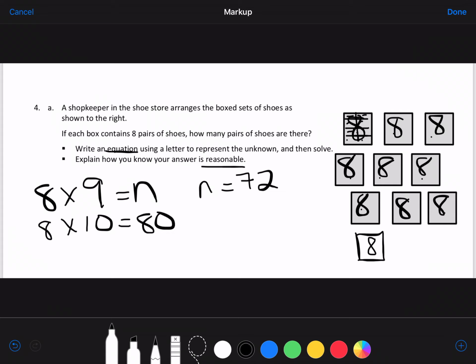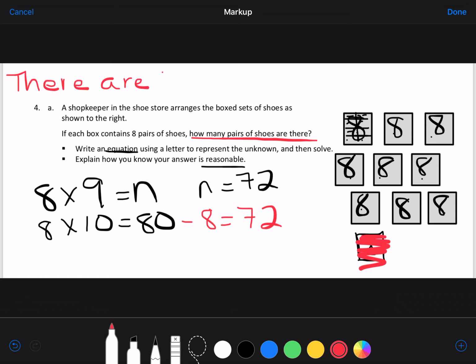But then somebody would yell at me and say, Miss Heathcote, there weren't 10 boxes. There were only 9. So then I go 80 minus 8, right? Because I crossed out the 8 there, and that equals 72. So to write it, it says, how many pairs of shoes are there? So I can write there are 72 pairs of shoes.